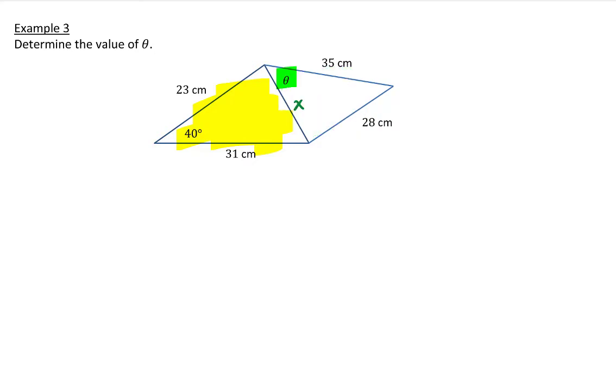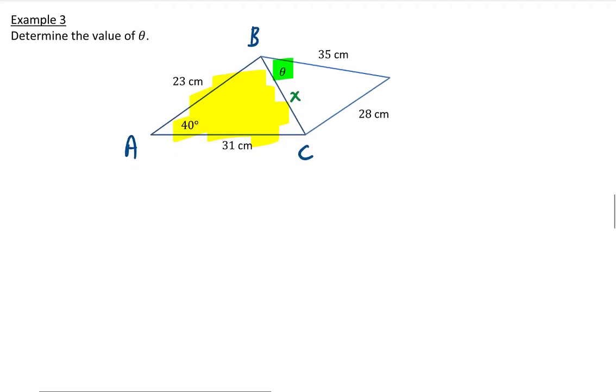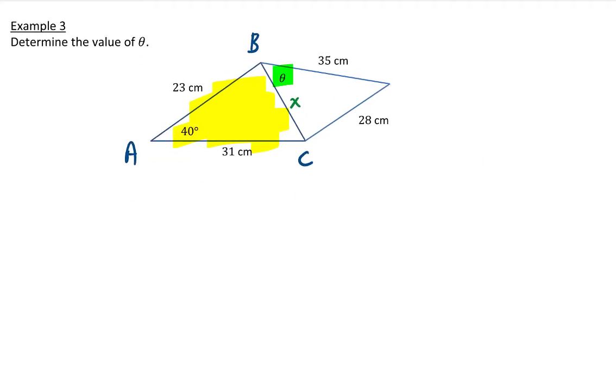So let's start with the first triangle. We have two sides and a contained angle, which means I need to use the cosine law because there is not a known side across a known angle. So let's call this A, B, and C. And notice we have angle A, so I need the A squared formula for the cosine law. So A squared equals B squared plus C squared minus 2BC cosine of angle A.